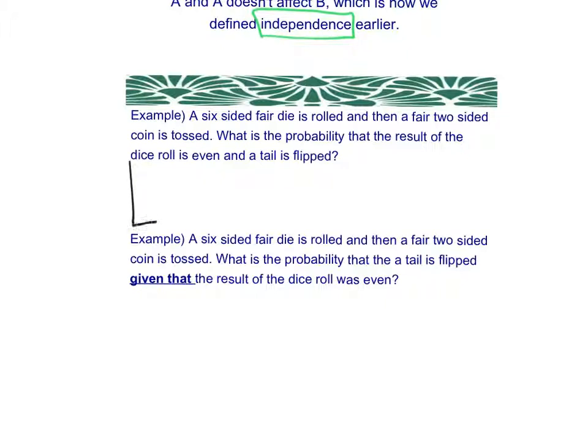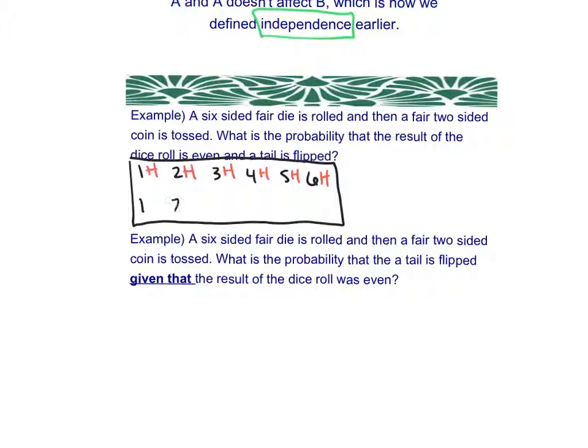I'm just going to make a chart. So when I roll a die, I can get a 1, a 2, a 3, a 4, a 5, or a 6. And when I flip, I can get a head or a tail. So let's do all of these outcomes first. And then I could also get a tail, so I need another row for that. So I've got 12 total outcomes that are pretty easy to list.